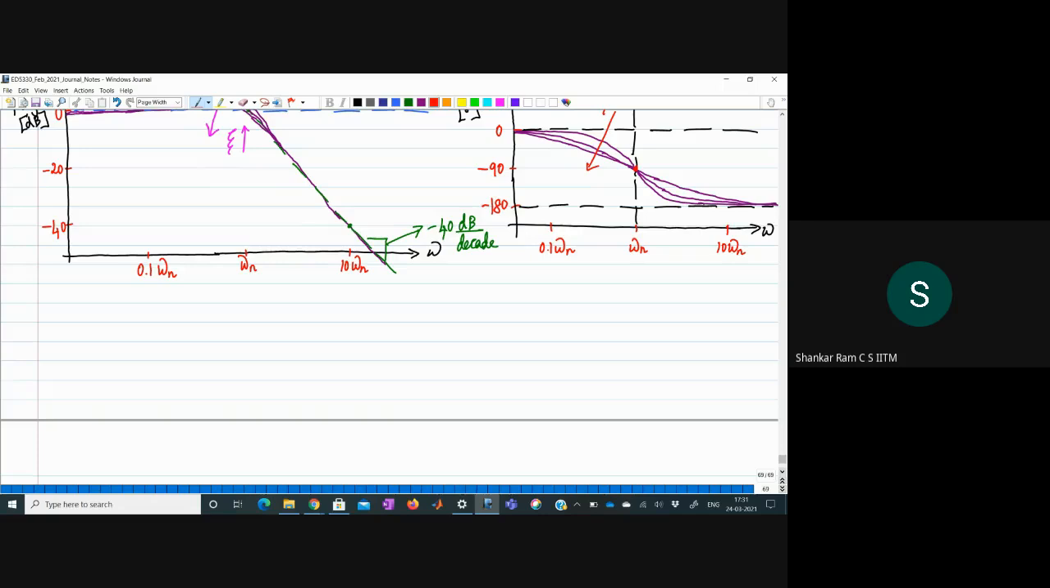omega n squared divided by s squared plus 2 zeta omega n s plus omega n squared. All right, so I'm going to leave you with some exercises as far as this particular factor is concerned.